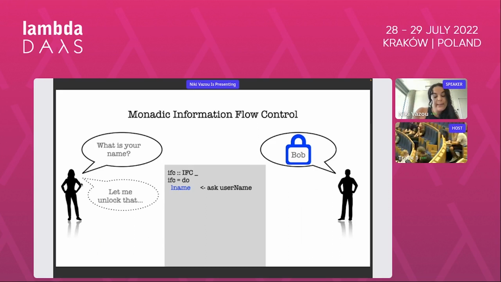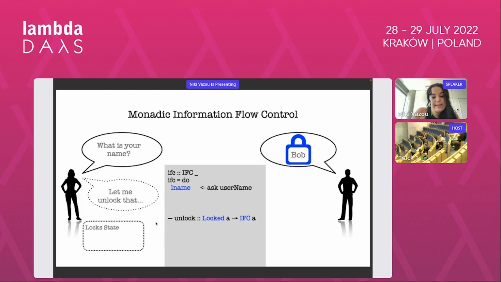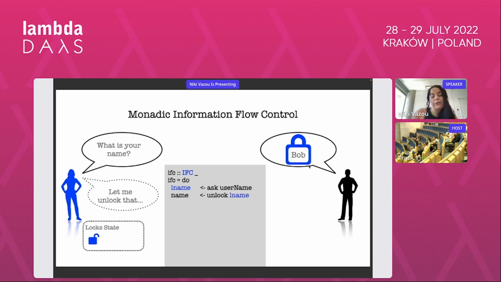Now, to access it, what it can do is go and unlock this locked name. So IFC provides this function that is called unlock, which takes as input a locked value, and it returns its value, so it opens the value up. But it also has a lock state, which stores every lock that is opened, basically. So we have the locked name of the user, Bob, and then IFC goes on and unlocks this locked name and stores the blue lock on the lock state, right?